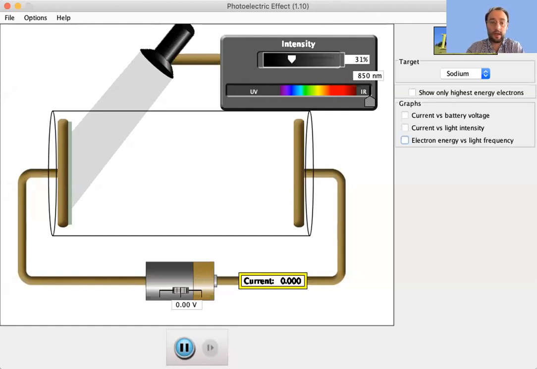So let's review what I just said. If I start with a low frequency light, such as red, okay, so this is deep red, you see no matter how bright it is, no matter how intense, nothing comes out of the metal. Don't mind the battery, just ignore it for now. Let's try a different frequency of light. Let's try yellow light. Again, here I'm increasing the intensity, nothing happens.